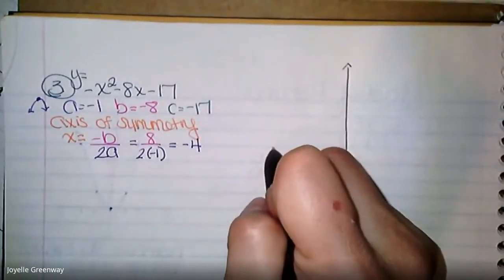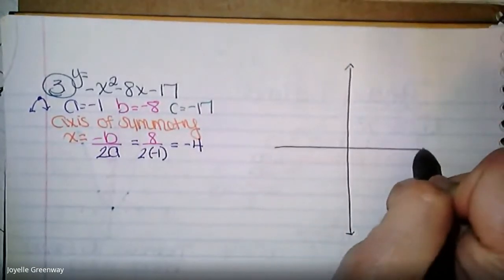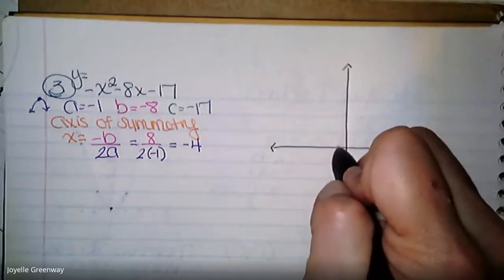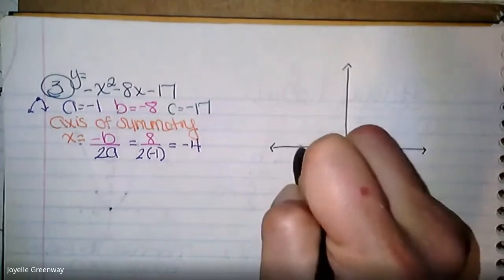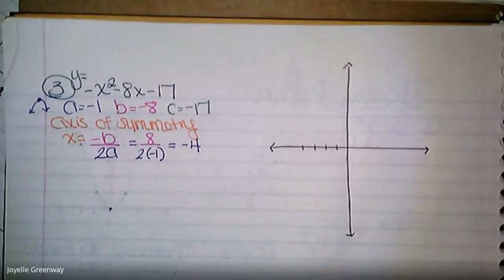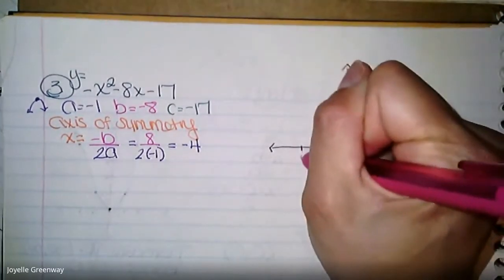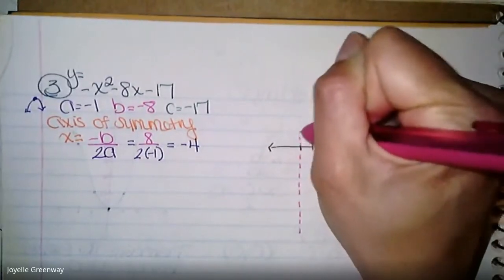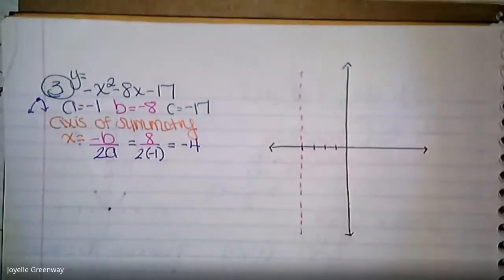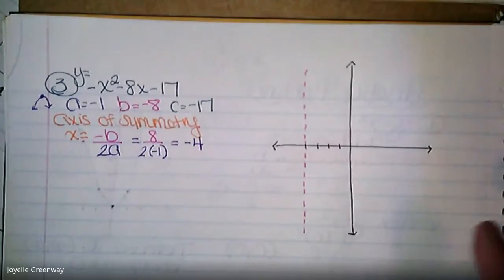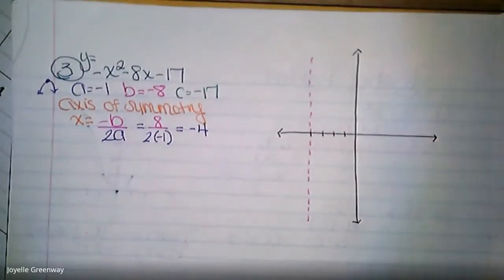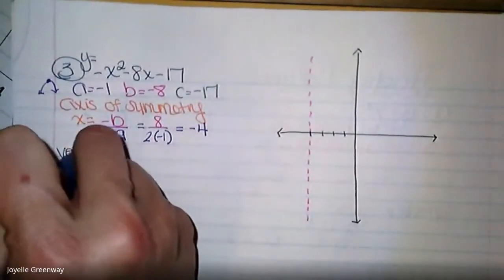I don't know how far up or down I need to go, but I do know I have to go all the way to negative 4. 1, 2, 3, 4. So here is your axis of symmetry. Okay, and we also know that that's your x value for your vertex. So let's find the y value for your vertex.